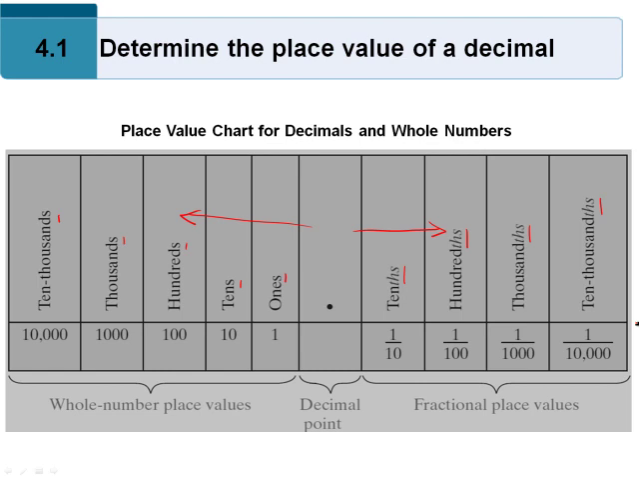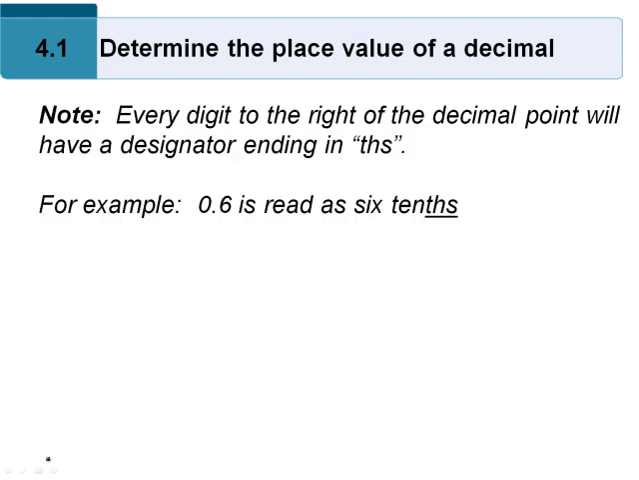What's important is you don't have to just look at a decimal place and say, oh, that's the 10,000ths. If you can count back to it and figure out the place value, that's all you need to do. So you do need to know the order: tenths, hundredths, thousandths, 10,000ths, so that you can count back to the different place values. Every digit to the right of the decimal point is always going to end with THS. For example, 0.6 is read as 6 tenths, with that THS on the end.